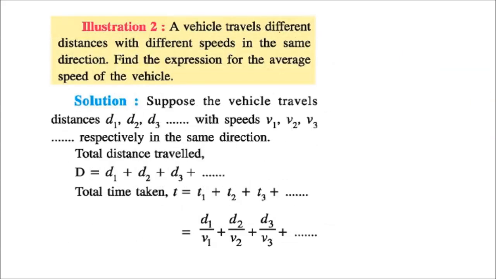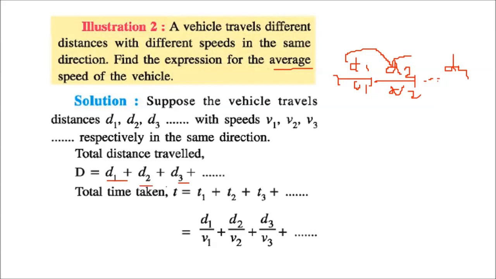So a vehicle travels different distances with different speeds in the same direction. Find the expression for the average speed of the vehicle. Please understand, we have been asked about the average speed. So suppose the distances traveled are d1, from here to here d2, like this. The speed maintained for d1 is v1, for d2 is v2, and so on. Now what will be the total distance? d1 plus d2, d3 and so on till dn. We don't know how many, so we go up to dn.